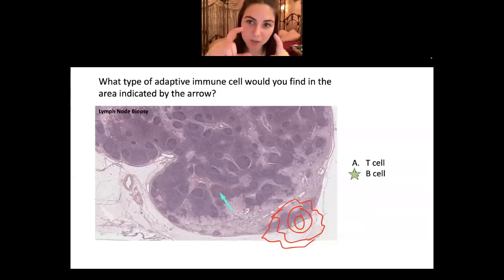The actual ring would be the marginal zone, and that's where the B cells and the T cells meet, because the T cells are out here, right? And then the B cells are in here. So that's where they meet, at this marginal zone.